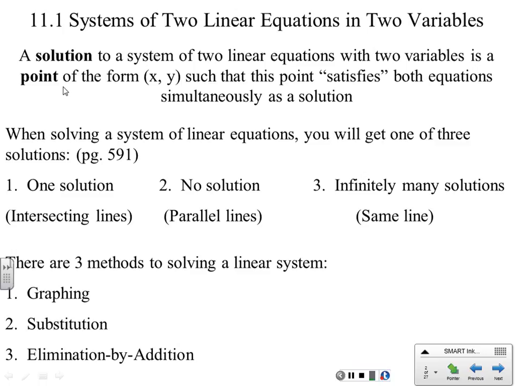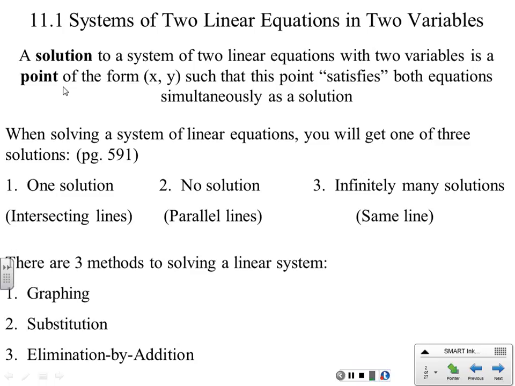Most of the time you're going to get an ordered pair answer. But if you start working these out and something crazy starts happening, just know it's going to be one of your special solutions, which is either no solution, which means they're two parallel lines, or infinitely many solutions, which means they're the exact same line. Okay? So just to give you a little bit of heads up.